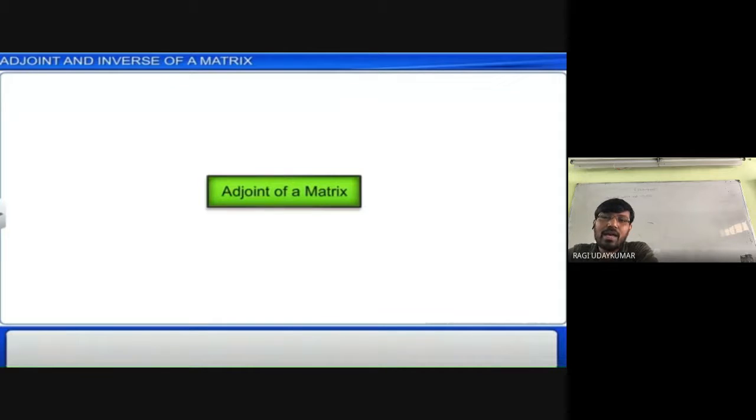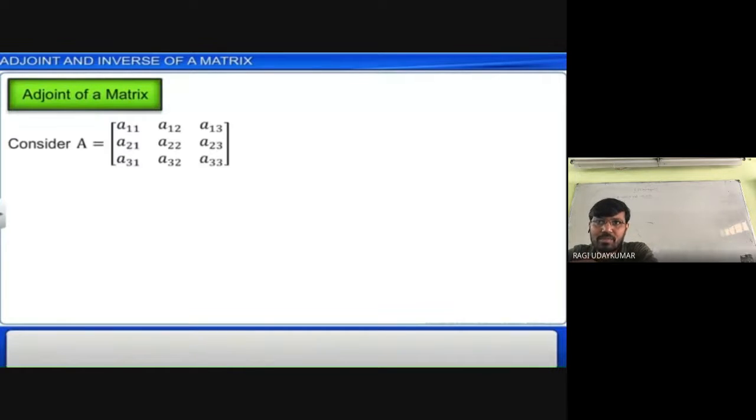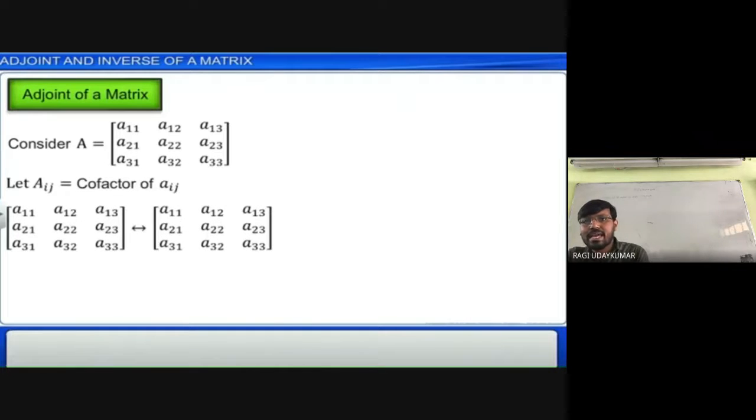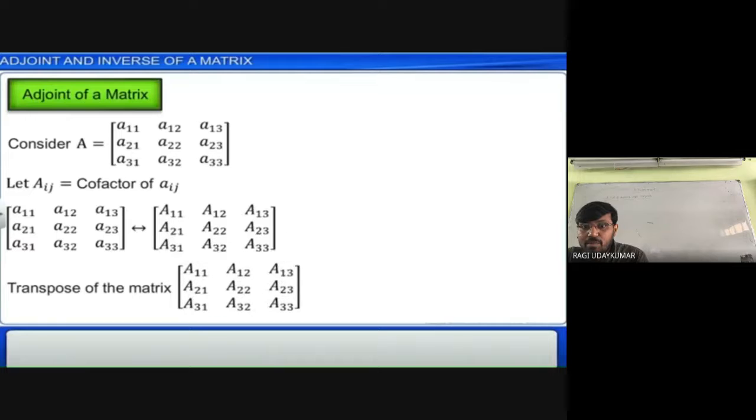And how do we find the adjoint of a matrix? What is meant by the adjoint of the matrix? Let us consider the matrix A with elements a11, a12, a13, a21, a22, a23, a31, a32, a33. And here capital Aij is the cofactor of aij. Now, take the matrix and replace every element with its cofactor.